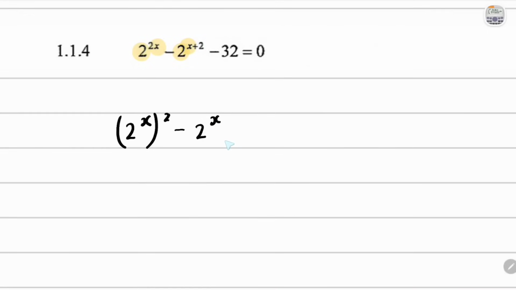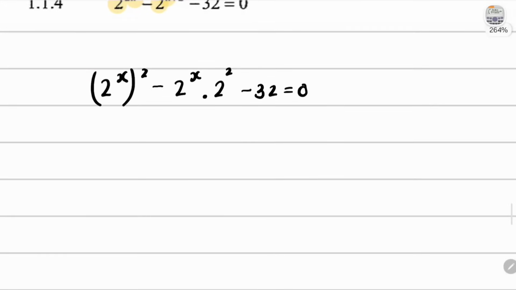So what that means is you must have multiplied by something that was written with its base being 2 and then you had an exponent of 2. Since when the bases are exactly the same and we are multiplying, you end up adding the exponents. And then, of course, we have the minus 32 is equal to 0. Okay, so this is our equation.